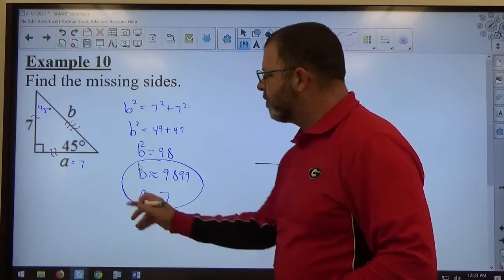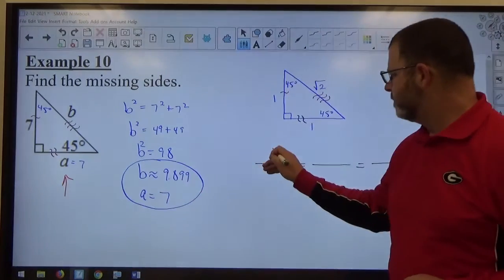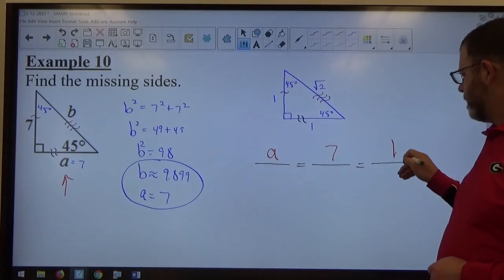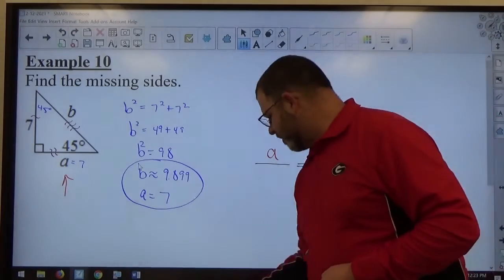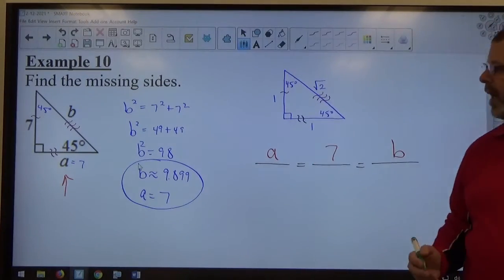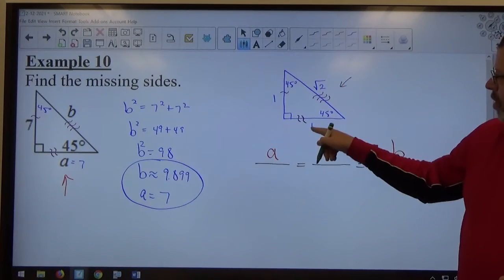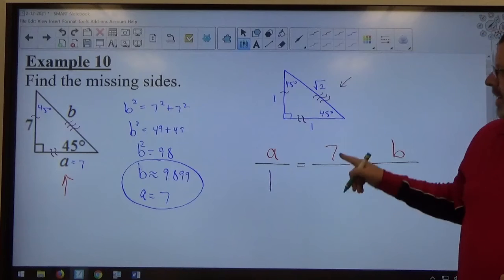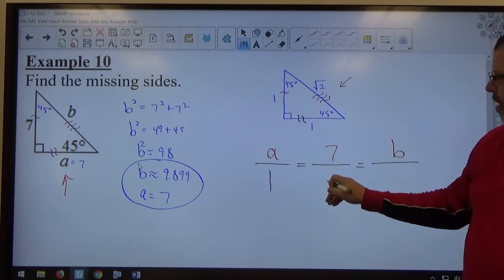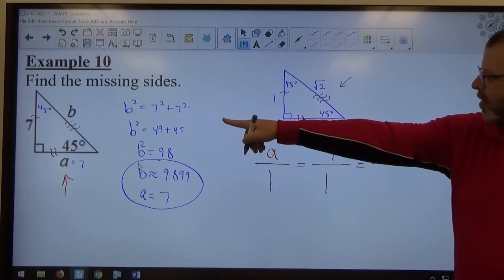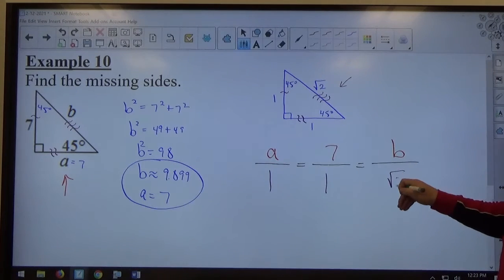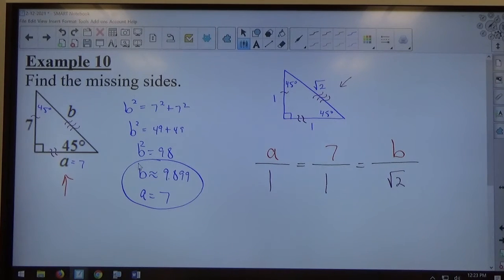I would put the measurements from one triangle on top, and I would put the measurements of the corresponding pieces below each of those sides. So A in that triangle corresponds to 1 in this triangle. 7 in that triangle corresponds to 1 in this triangle. B in that triangle corresponds to the square root of 2 in this triangle. Okay, so you make this proportion. Everything from your triangle goes on top, and these magic numbers go on the bottom, 1, 1, square root of 2, in order of correspondence.